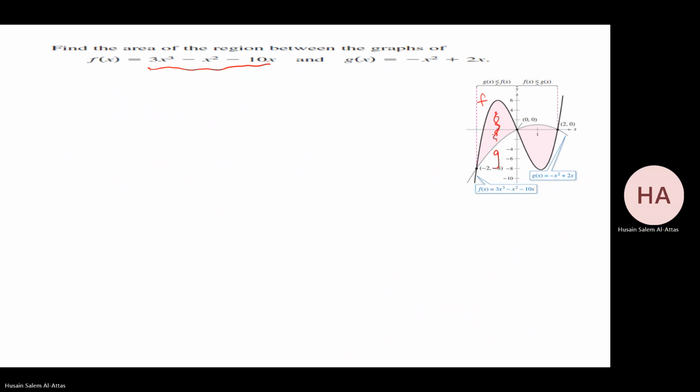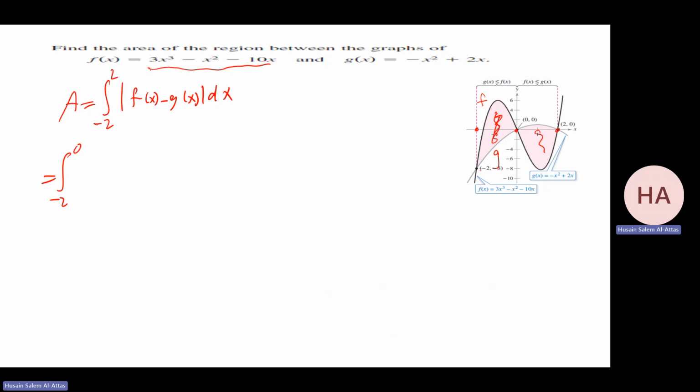So in this area, F is above G. In this one, G is above F. And also he gave me the values. This will be minus 2, this is 0, and this is 2. So the area will be from minus 2 to 2, absolute value f of x minus g of x dx. Here I have f above g between minus 2 to 0, up to 0.